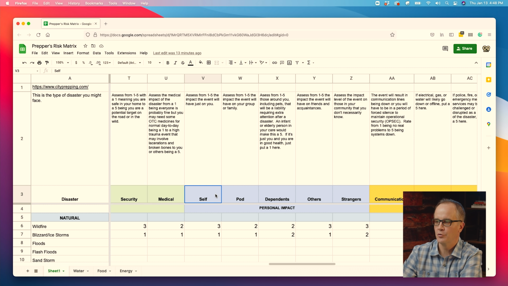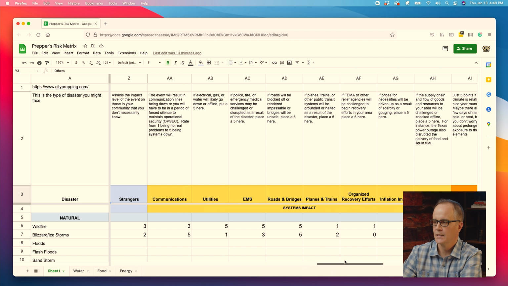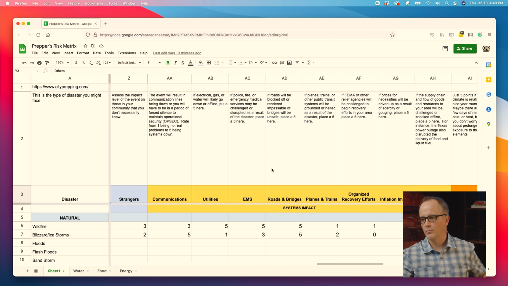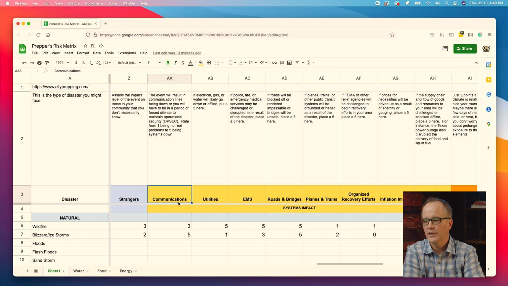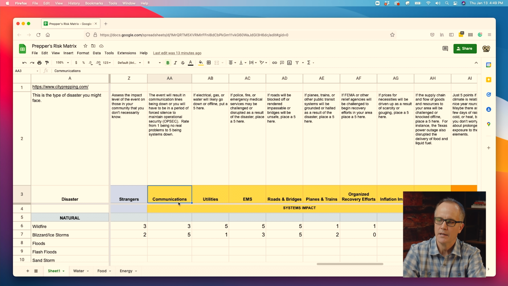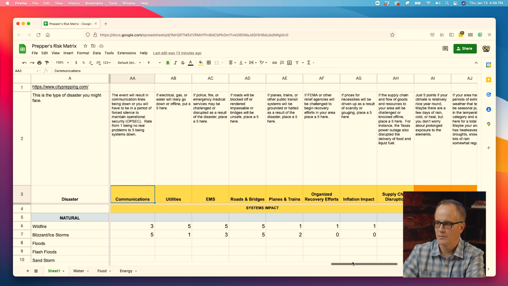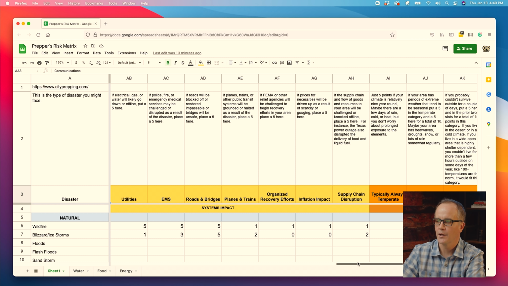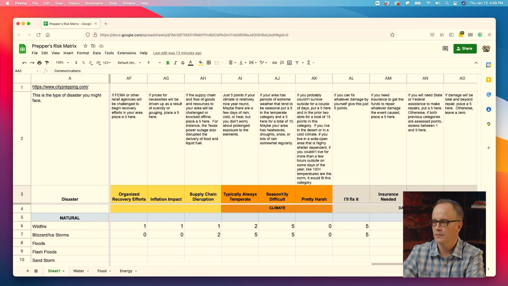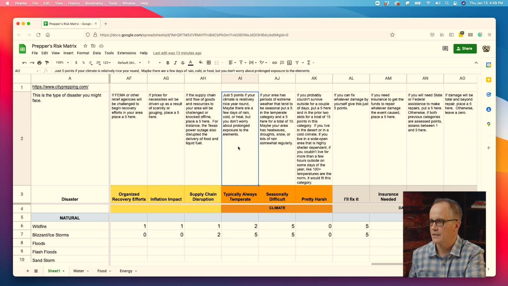Personal impact: you, your pod being your friends or family, dependents, your children, others, strangers. So what impact will it have on them? Systems impact, and to me this is really important, because if we have fires that sweep through, it could burn down power lines, or it could impact different substations where they have communications that run through. So as you can see, this goes on and it impacts these different systems, and you would rate what you would consider a potential threat. Now climate, this one says just 5 points if your climate is relatively nice year round.